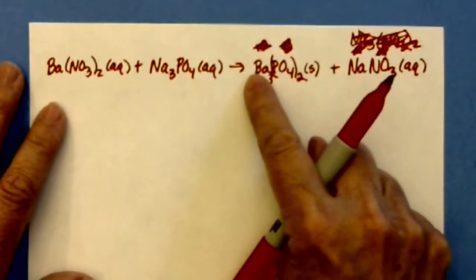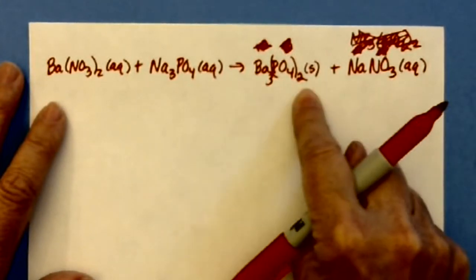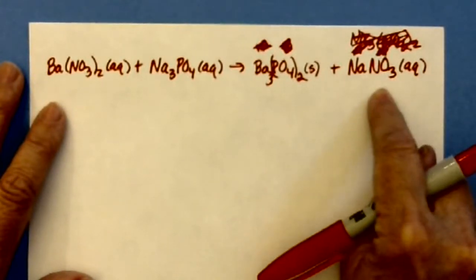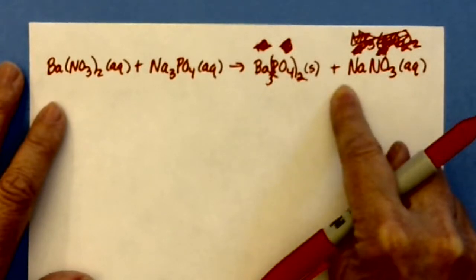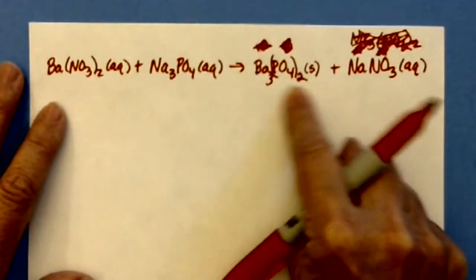So you can check. Barium is +2, phosphate is -3. That's correct. Sodium is +1, nitrate is -1. That is correct. Take a look at your formulas. Are they correct?